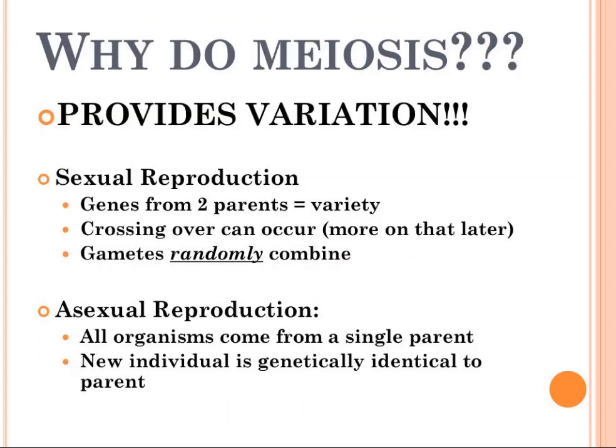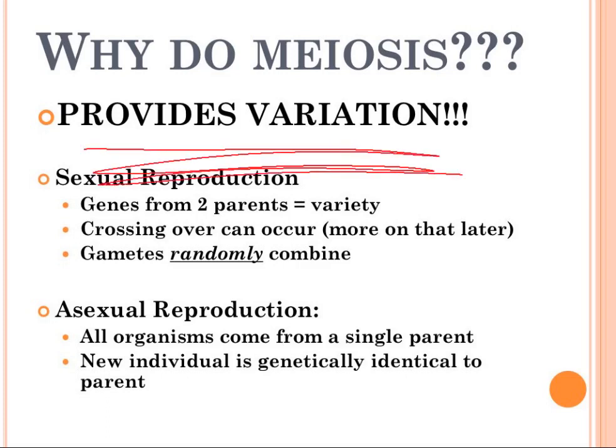So why do we even do meiosis? Number one thing here, it provides variation. If you look down here, asexual reproduction, they come from a single parent and they are identical to the parent. This means that if something were to ever happen, the population wouldn't survive because everybody's identical. So the fact that we do sexual reproduction means we have a lot more variety in our genes, in our offspring, and the gametes are randomly combining.